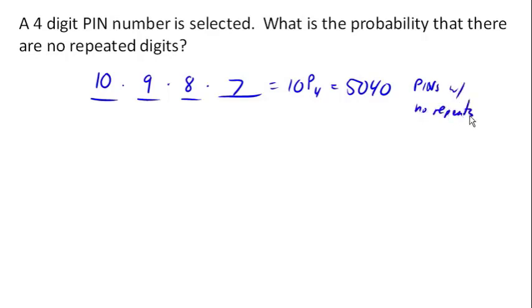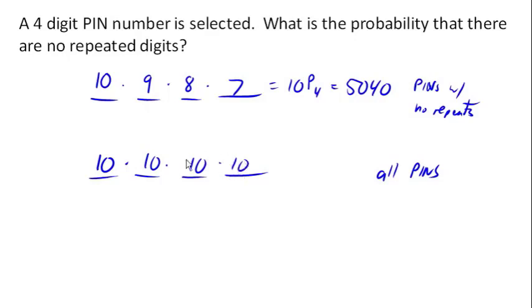Now, in order to compute the probability, we're going to have to find the total number of pin numbers, including repeats. So if we consider all pins, allowing repeats, how many choices are there for the first number? 10. How many for the second number? Also 10, also 10, also 10, because we allow repeats, so there's no exclusions. So that's 10 to the fourth, and 10 to the fourth is 10,000. So there's 10,000 total pins.